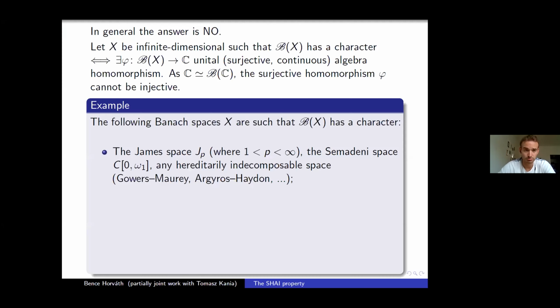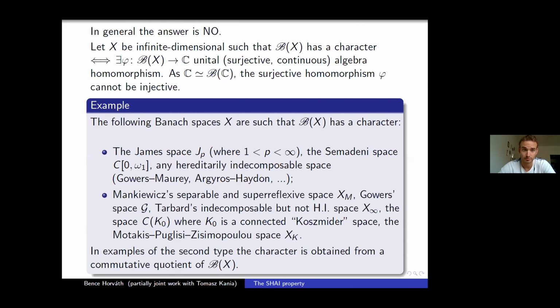Just to remind everybody here who might not be that familiar with these things, some classical examples of spaces with characters include the first one, I guess, the James space, p equals 2, or the other James spaces satisfied is the so-called what I'll be calling Samadani space. This is continuous functions on the ordinal interval [0, omega 1]. Or take your favorite hereditarily indecomposable Banach space, of course.